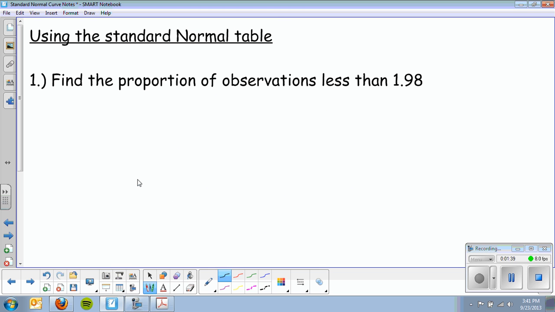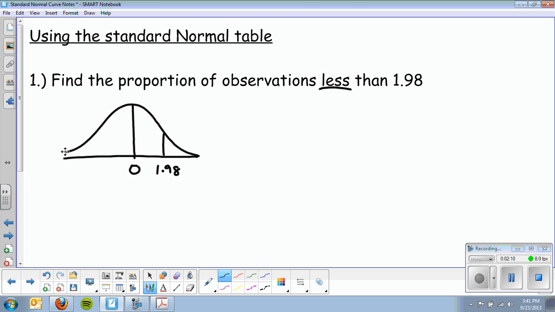So here we go. Let's say I want to find the proportion of observations that are less than 1.98 standard deviations. So that's like a z-score. So first thing I'm going to do is I'm going to draw a picture. Right? We start to draw some pictures to help us visualize what's going on. And it also is required for full credit. Now remember I said the mean would be 0 according to the standard normal curve. And here we've got 1.98. It says the proportion of observations less. So less means to shade to the left. Okay, I'm looking for that area.